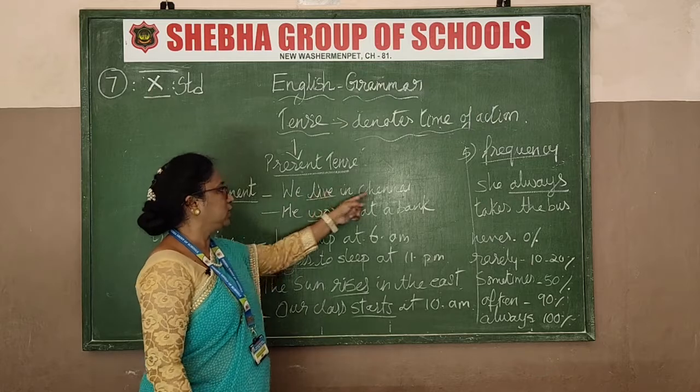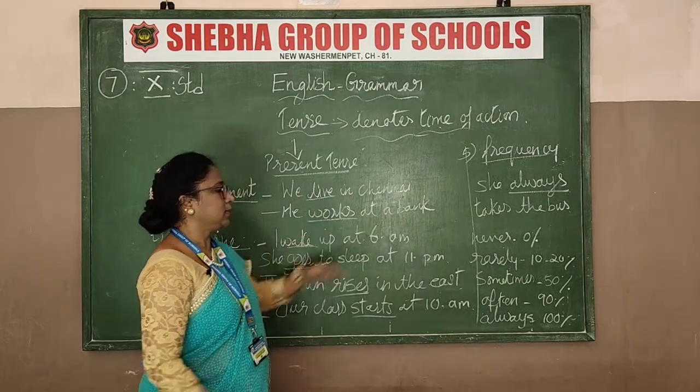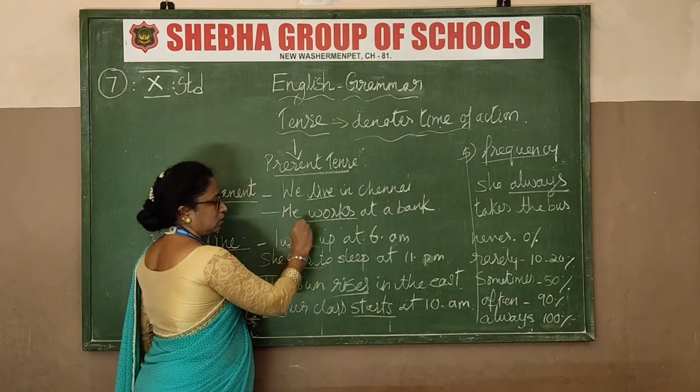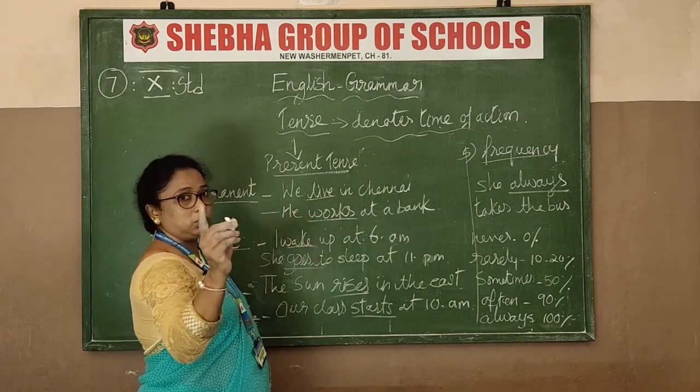Okay, we live in Chennai. He works at a bank. So see this also: we live, he works. So got that now? See the difference. All that small thing you must note down.